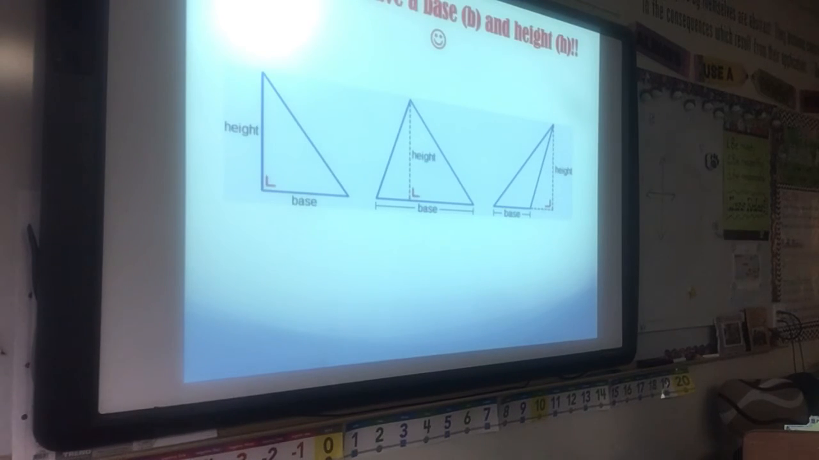Caroline. BE. BE is its height. Yes, BE. It said AC is the base, correct, because we're turning our sheet upside down and looking at the triangle differently.